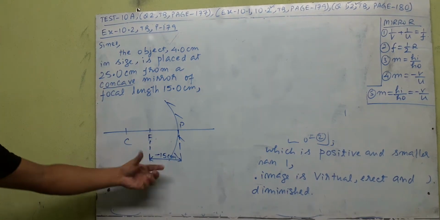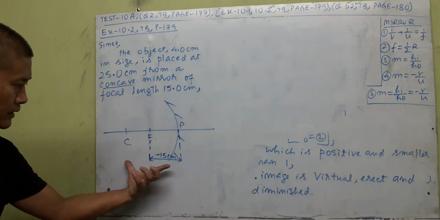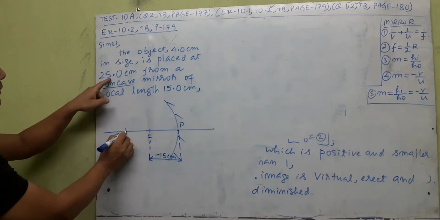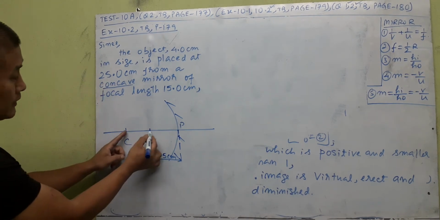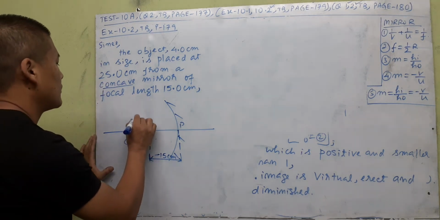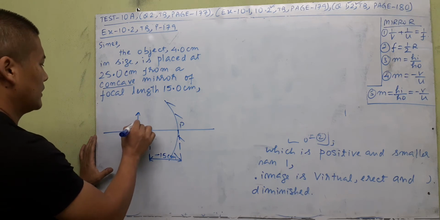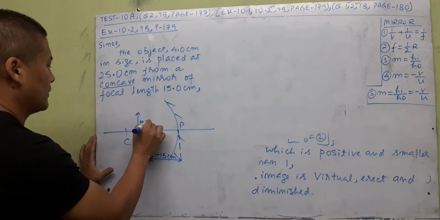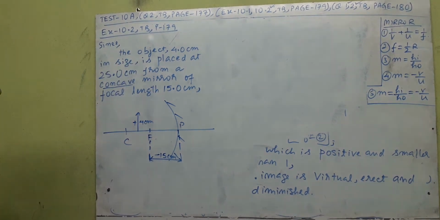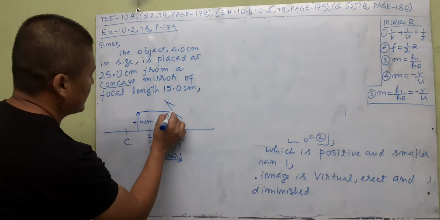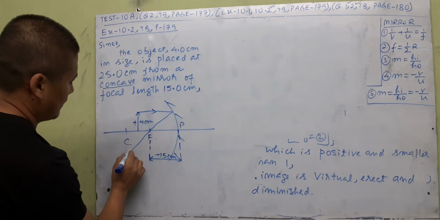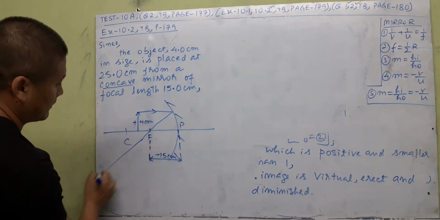Now next, 15 means R will be double. 15 plus 15, 30, up to here will be 30. But object distance is only 25, so the object is between 15 and 30, because object distance is 25. So draw your object roughly. Object is 4 centimeter tall. This is surely plus, because it is above the principal axis. Then draw an imaginary ray to help you, parallel to the principal axis, then it will go to the focus. We know this one, the reflected ray.